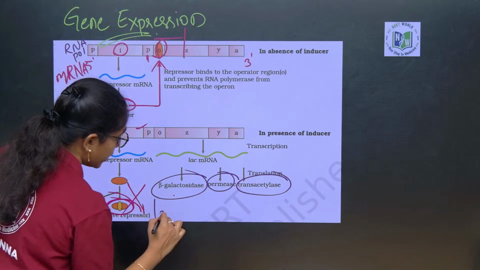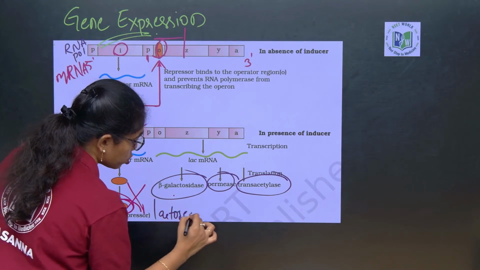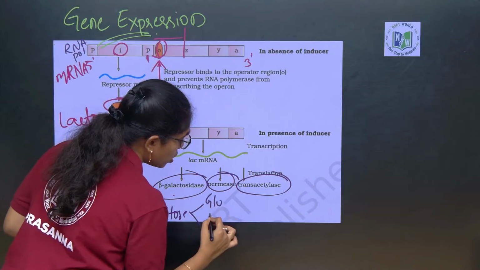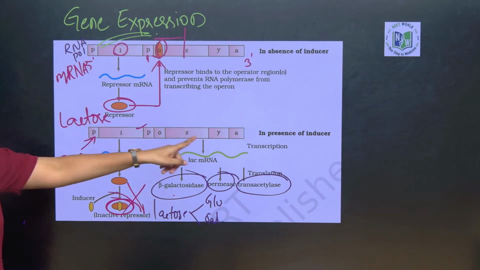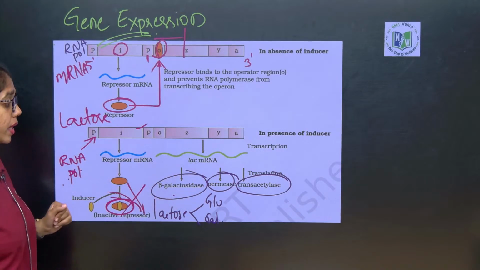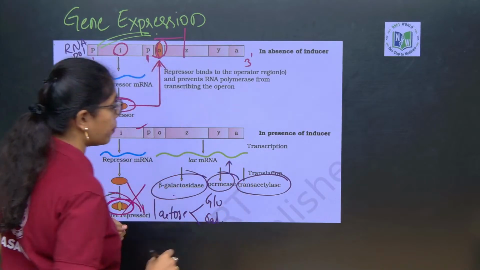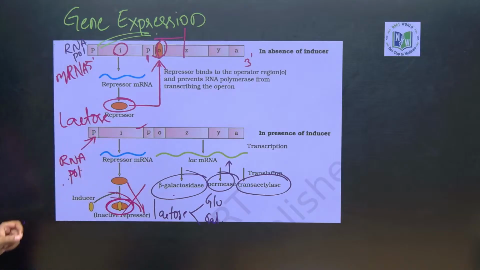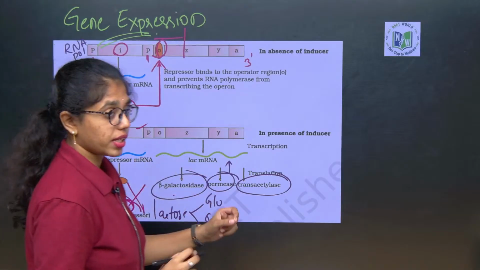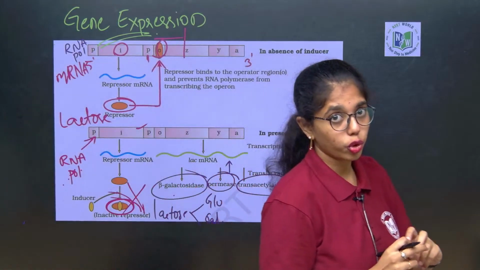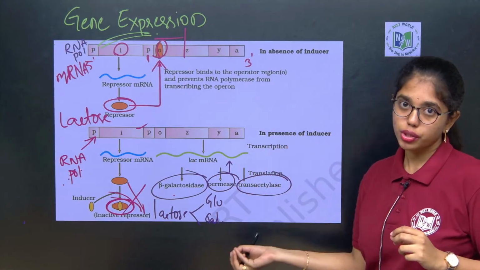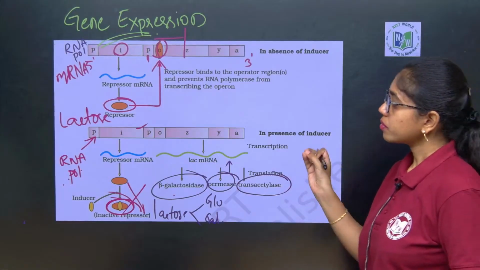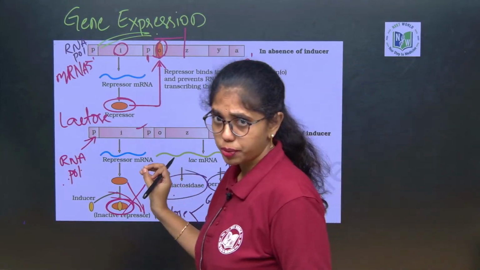Beta galactosidase will cleave the lactose to glucose and galactose. Lastly, the Y gene, which is coding for permease, will increase the permeability of lactose into the cell. Transacetylase will transfer the acetyl group and it will increase the solubility of absorbing the sugars into the cell. So, this is all about the gene expression, beta.